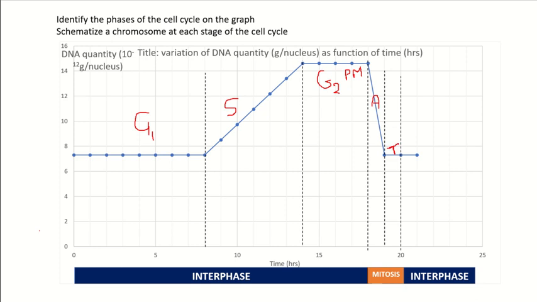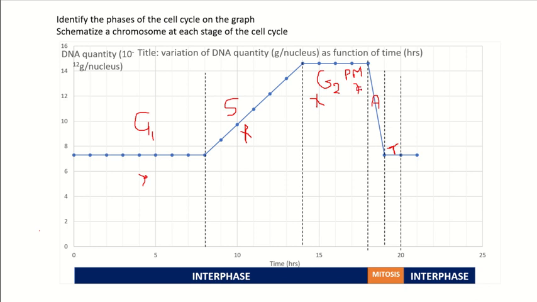If I want to schematize a chromosome at each stage of the cell cycle, it's obvious that at G1 the chromosome is of one chromatid, because these cells are resulting from mitosis. So in this phase they are of one chromatid. In the S phase I have duplication of DNA, so the chromosome will be of two chromatids. In G2 it's still of two chromatids. Prophase and metaphase also are of two chromatids.